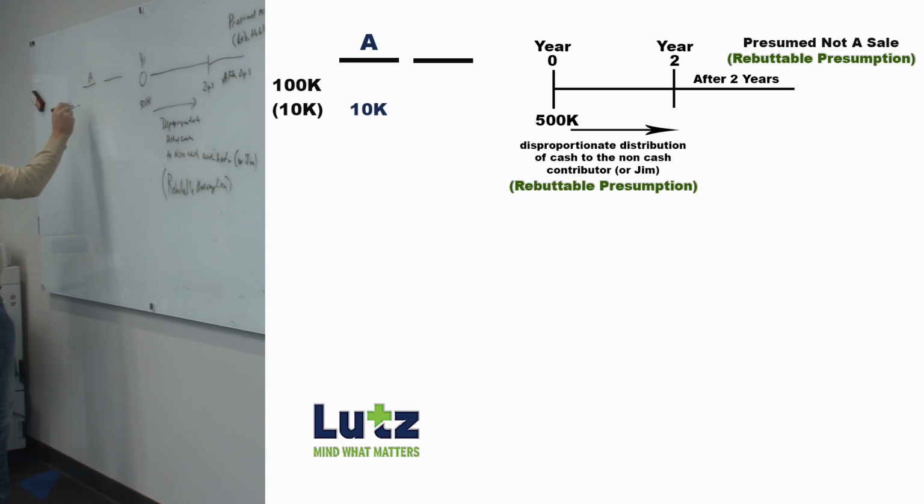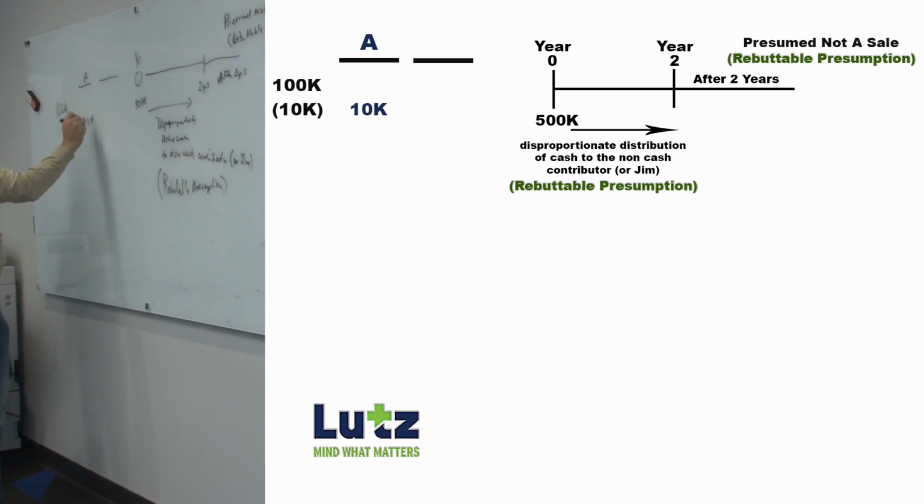Okay, so let's do this math together. So what are the rules here, Nate? We say we have $100,000 of income. Yep. And what's our first rule? Our first rule is that the first $10,000 of that goes to A. Okay. So the first 10,000 goes to A. Okay, then what?